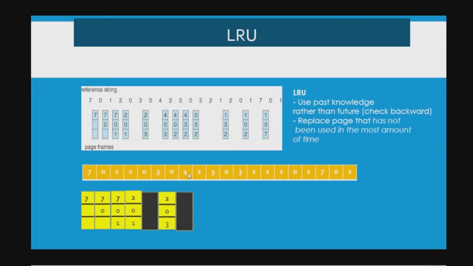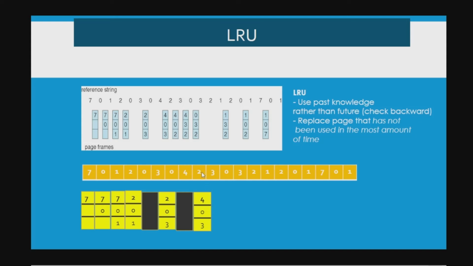Next we have 4. So 4 is not the resident. So what you need to do? We need to do a replacement. So we check back. Okay, number 2. Okay, number 2 is here. 0 is here. 3 is here. So we need to replace number 2. Okay, replace number 2 with number 4. So 4, 0, 3.